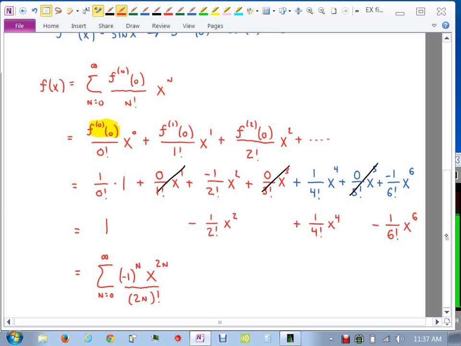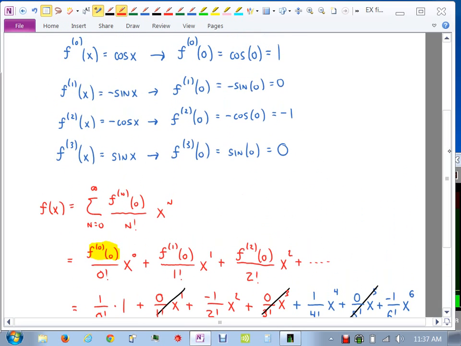Oh, we didn't get radius of convergence. I'll let you do that on your own. It's infinity. It's all real numbers. Same thing, ratio test. And it'll go to 0. It'll be less than 1 always. So negative infinity to infinity.